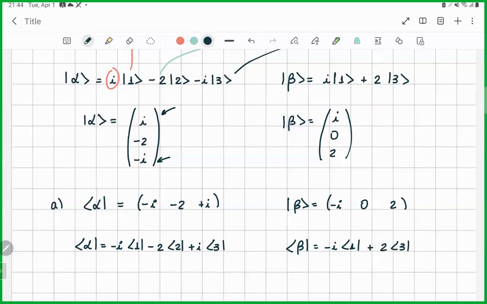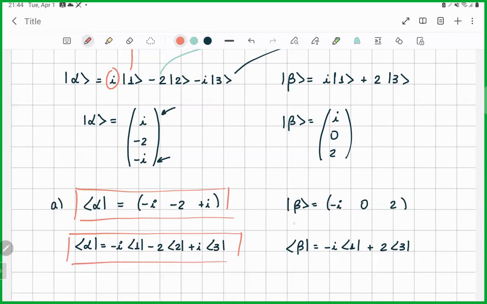Okay, so you choose how you prefer. I prefer this form because I find it easier to see, but if you prefer, you can write it like this. Both are good. The solution manual prefers this form. Okay, so this is part A.